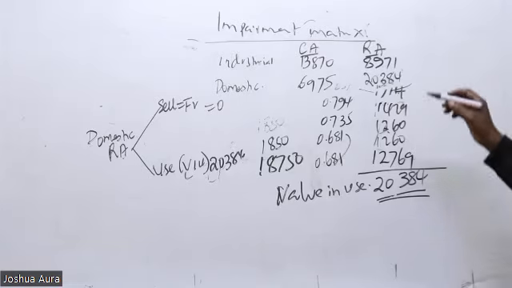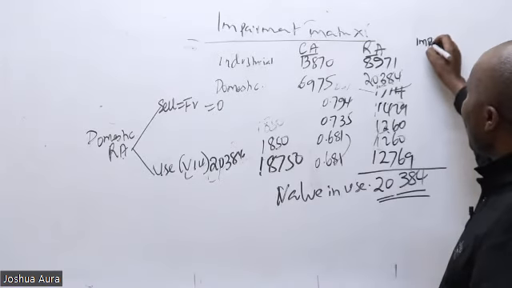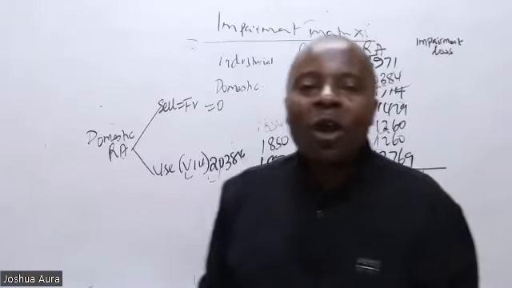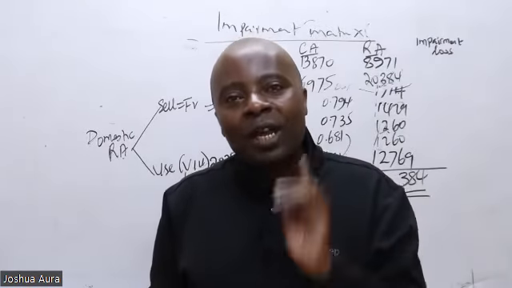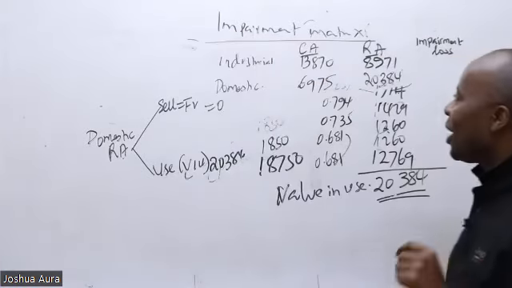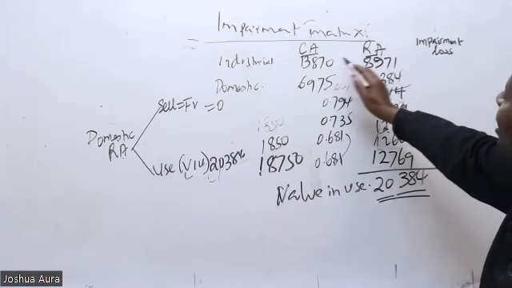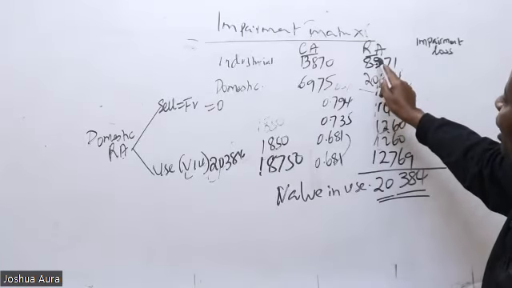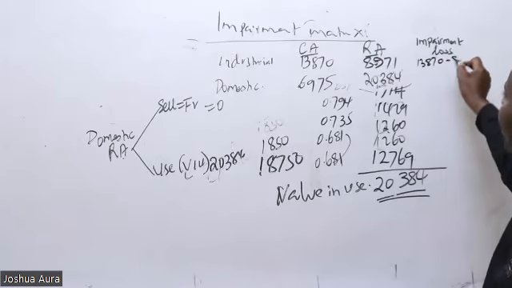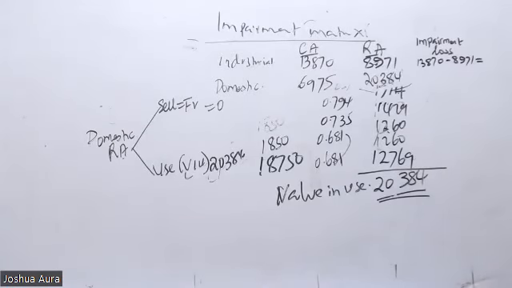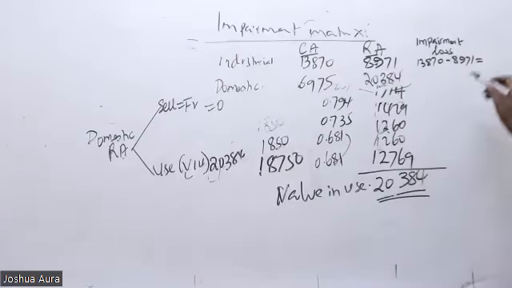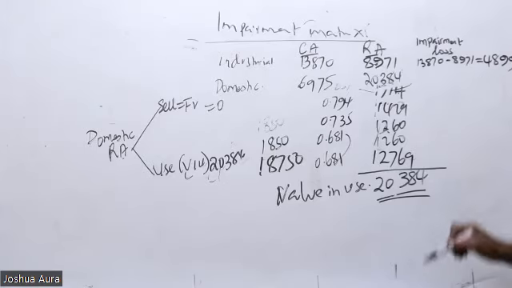All right. So they come very fast and create a column here for impairment loss. When does impairment loss occur? Impairment loss occurs whenever your recoverable amount is less. Like industrial, you can see the recoverable amount is less. So there is impairment, and the impairment loss will be 13,870 minus 8,971, which will give us what figure? According to Mary Ann, it is 48.99.